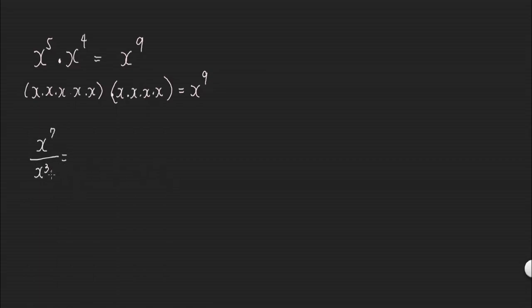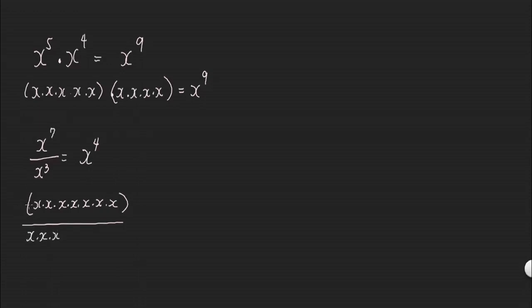Okay. So number 2, for the second example, we have x raised to 7 divided by x cubed. When we simplify this expression, we have x to the fourth. So how is it possible? How many x do we have in the numerator? We have 7 x's. 1, 2, 3, 4, 5, 6, 7. And for the denominator, we have 3 x's, 1, 2, 3.